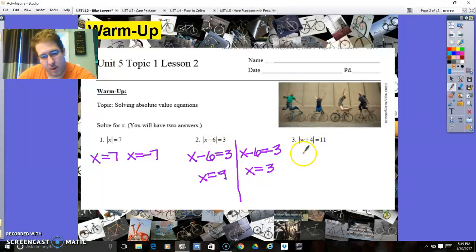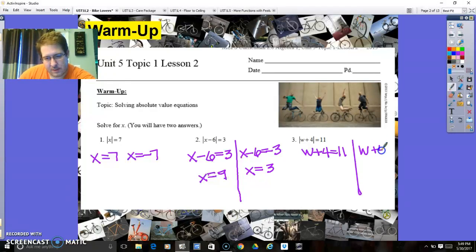All right, this one over here. So w plus 4 equals 11. And then w plus 4 equals negative 11. Set it equal to the answer and its opposite. Subtract 4 from both sides and you end up getting 7. And subtract 4 from both sides over here. Well, negative 11 minus 4 makes negative 15. Once again, I can take those answers, plug them back in for w, and see that that is the correct answer.